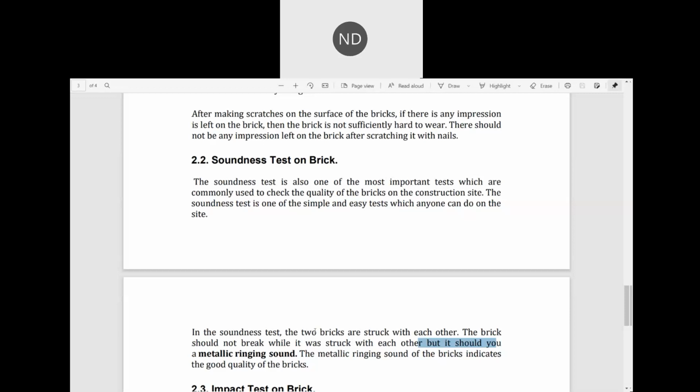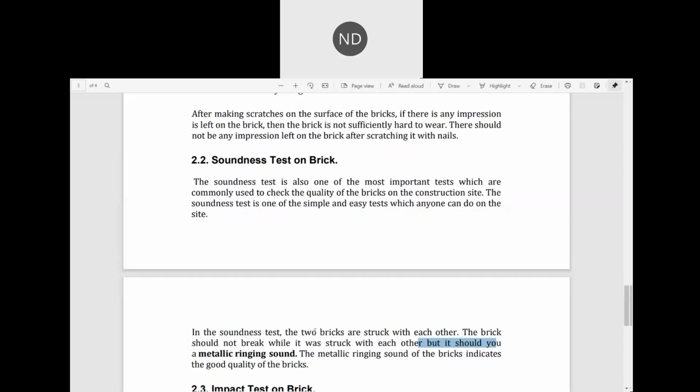So the first one on the site itself was how you can check the hardness by scratching with your fingernail. Then the second is the sound of the brick, which you check by hitting two bricks together. If there is a metallic sound and the two bricks are not breaking, that means it is a good quality brick.